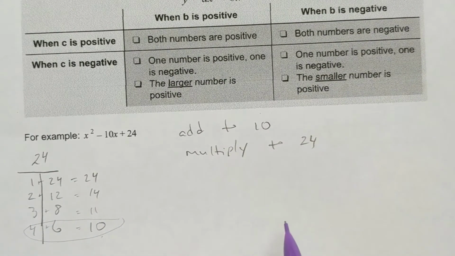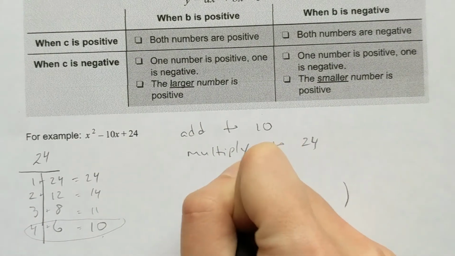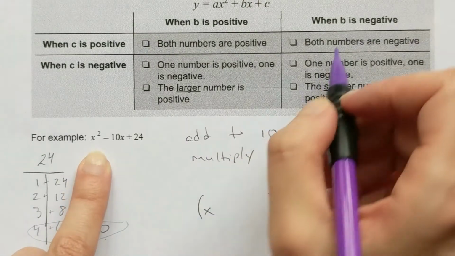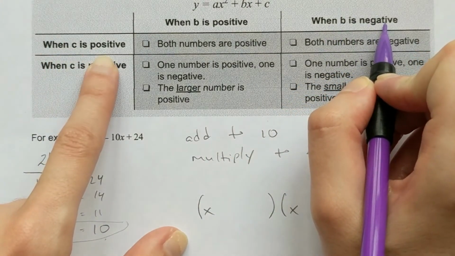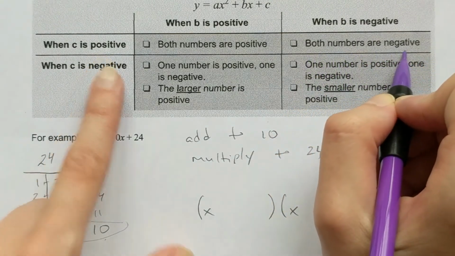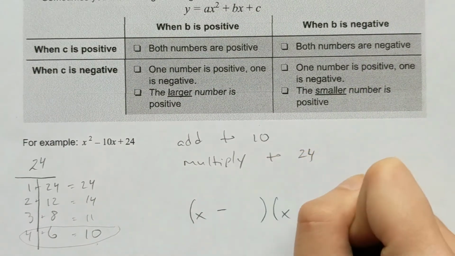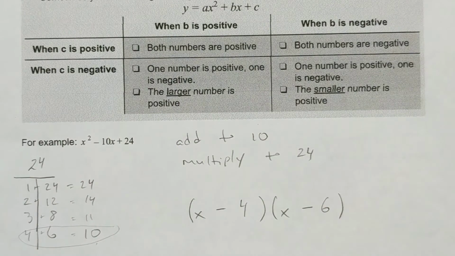Those are my two numbers. I'm going to write out my template here with x in the front. Now, in this example, b was a negative number and c was positive. And so in this case, both of the numbers that I found have to be negative. So I'm going to put negative signs here, and then 4 and 6, and fill in the table.